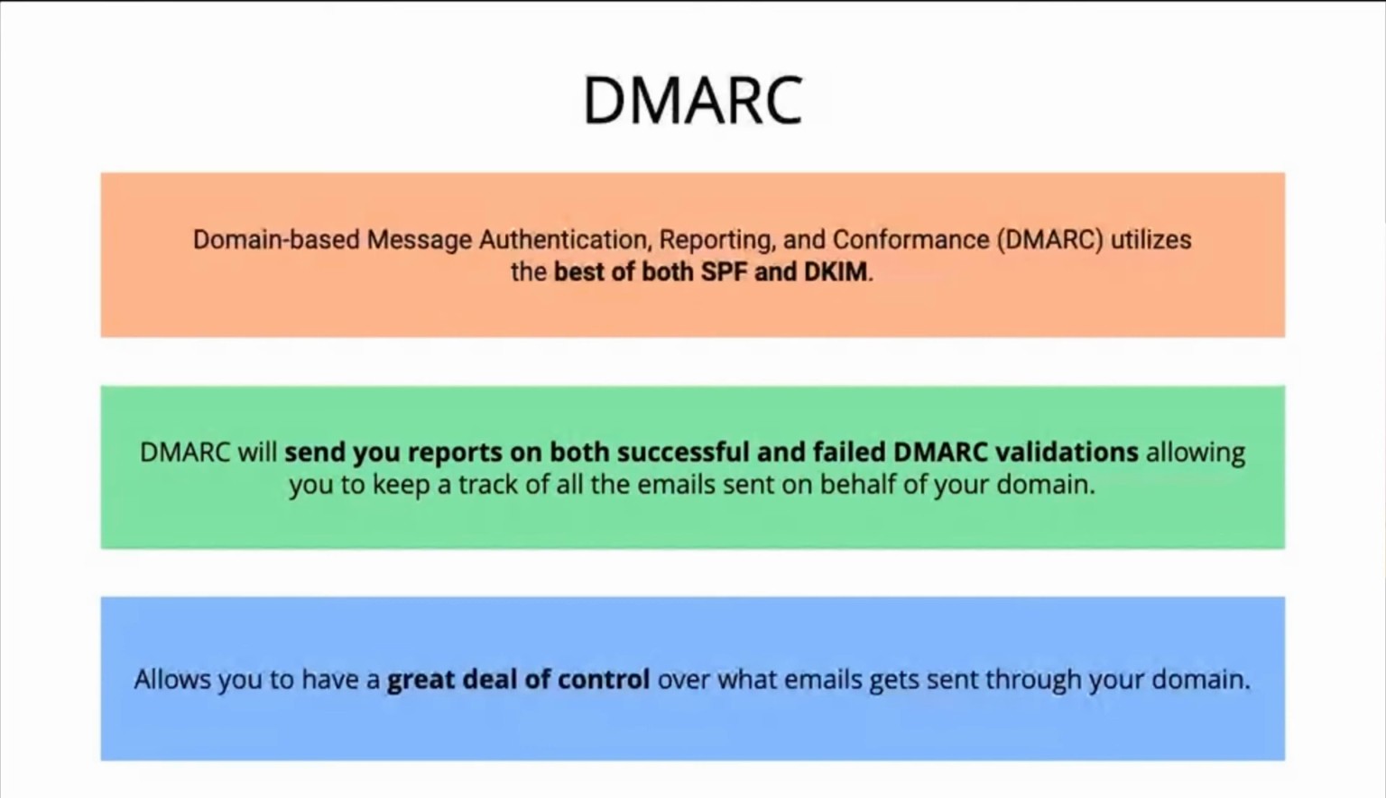So if you have set the SPF and DKIM alignment to strict, and the email that the receiving server got does not match up to the requirements, then the action you set will be followed. So this allows you to have a great deal of control over what emails get sent through your domain and what emails don't get sent through your domain.